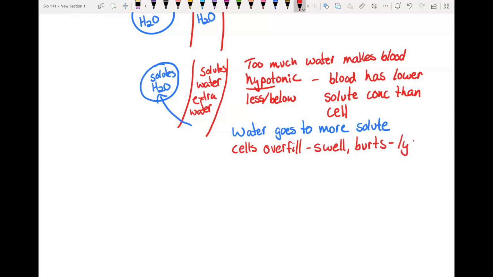And this is called lysis, when this happens, that your cells will swell and burst because they have too much water. And like I said, it can cause seizures and it can cause death if your cells are swelling and bursting from too much water.